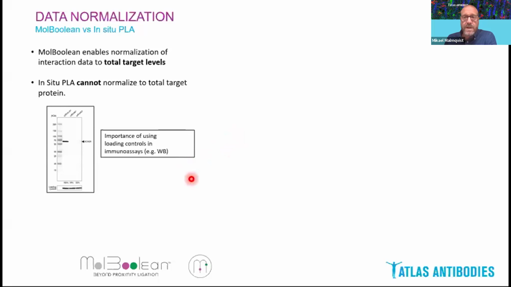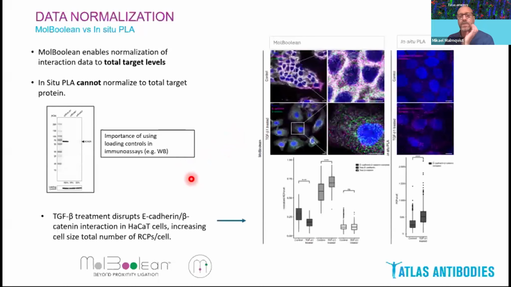For example, a drug cell treatment could result in changes in protein expression levels or cell morphology, something that could lead to an increase in total proximity events simply because you have more proteins available per cell to interact. And this is the same image that Ola was showing, but I was just showing you the quantification of the data as well. So this experiment showcases the benefit of being able to normalize the interaction data.